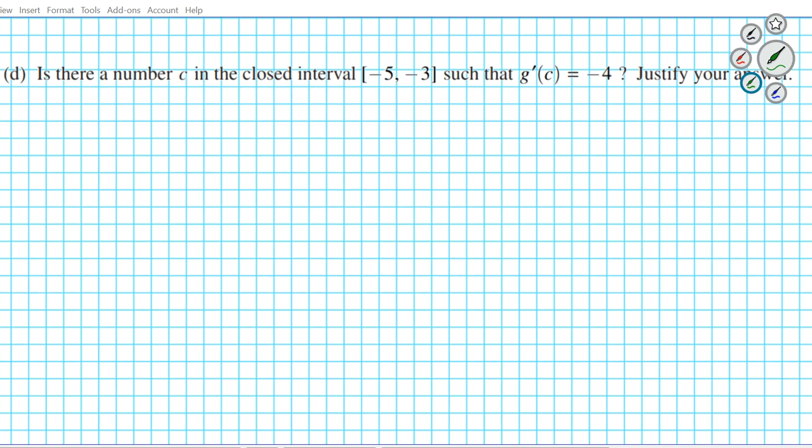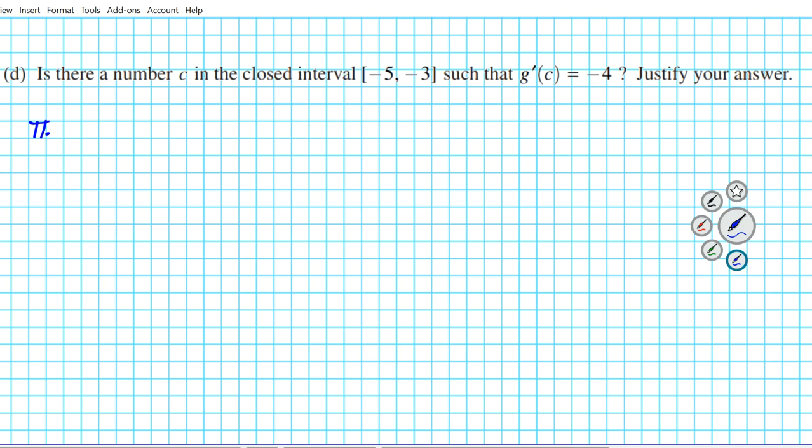Alrighty, let's go ahead and take a look at 6D. The question is as follows. Is there a number C in the closed interval -5, -3, such that the instantaneous rate of change of g at C is equal to -4? Justify your answer. All right, so when you're looking for a point in an interval where you have the slope of the tangent line equal a particular value, in a scenario like this, you're looking at the utilization of the mean value theorem. Okay, so let's take a look at that real quick.